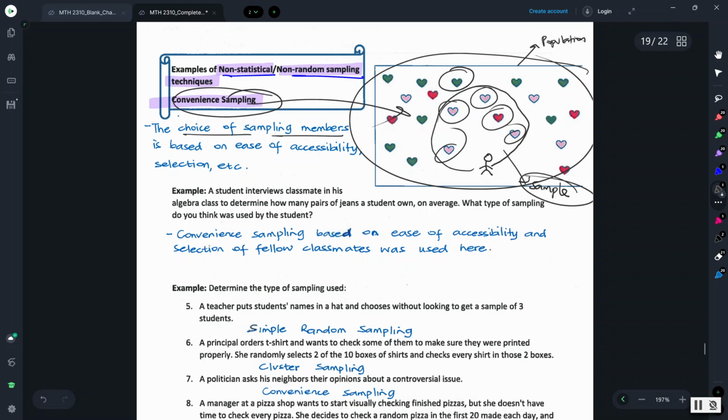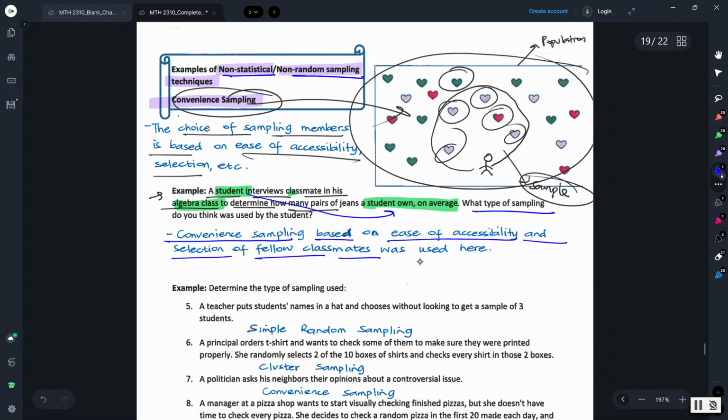The choice of sampling members is based on ease of accessibility or even selection, but most times it tends to be what? To be biased. So we take an example here. A student interviews classmates in his algebra class to determine how many pairs of jeans a student owns on average. Well, students in his algebra class are not the only students that exist. So this student must be using a convenient sampling plan because this is based on ease of accessibility and selection of fellow classmates was used here. So as it stands, this would be an example of convenience sampling.